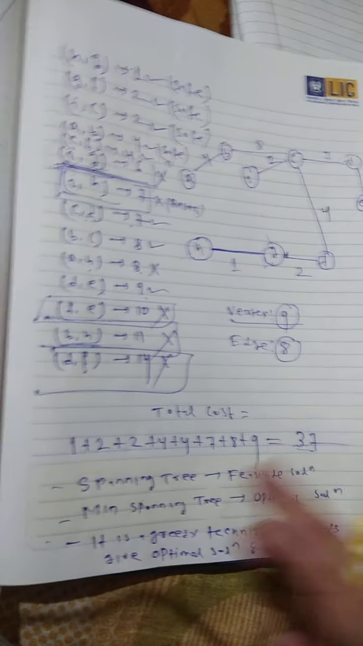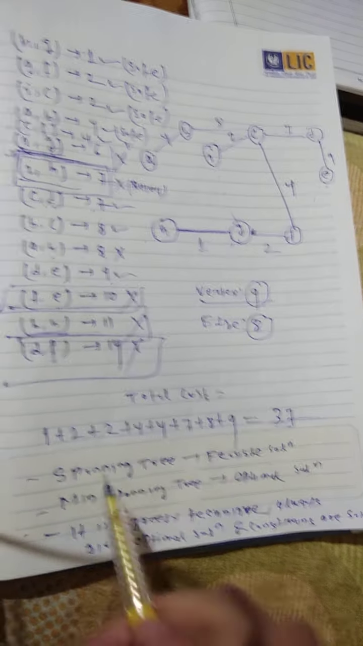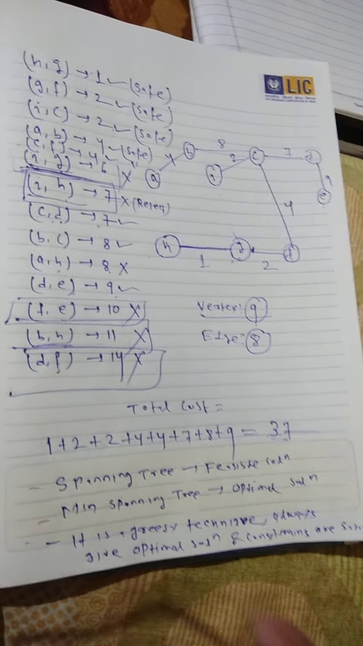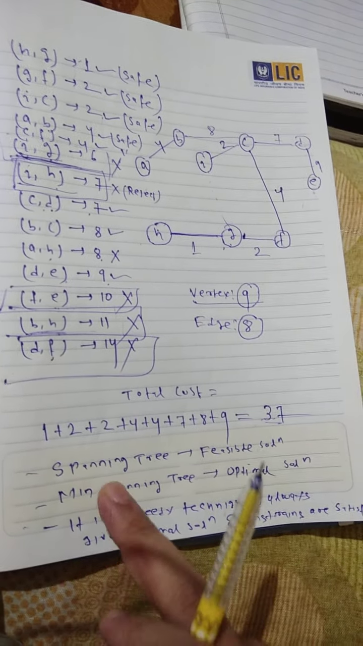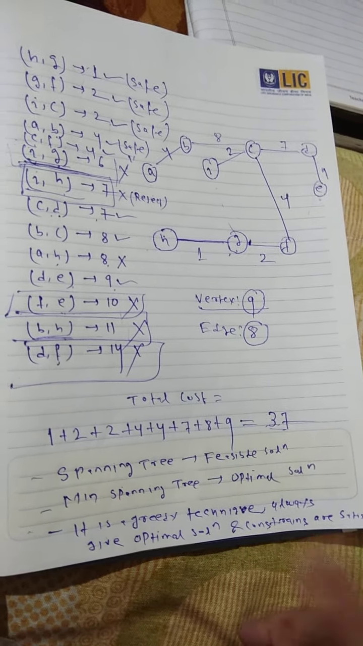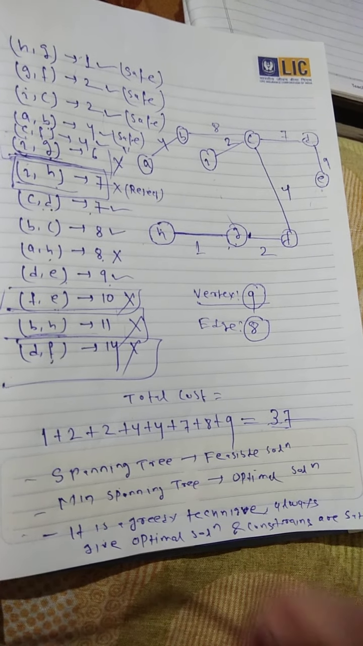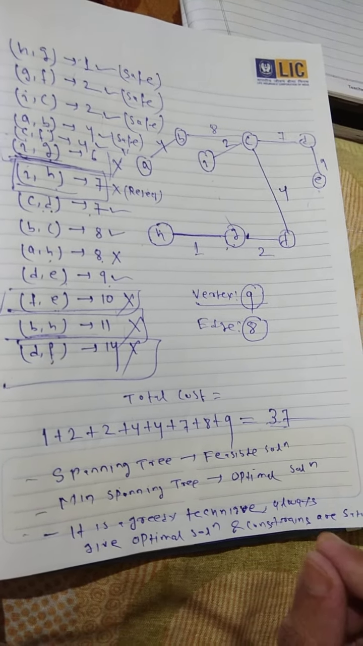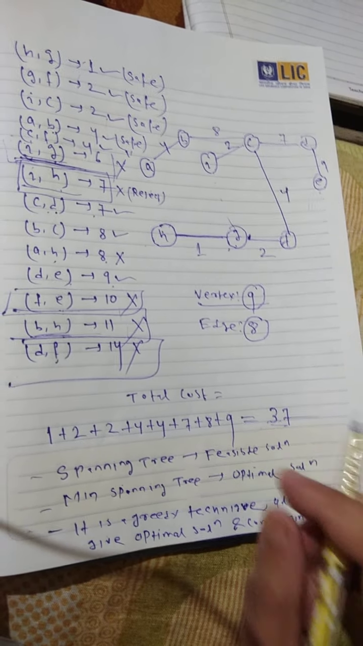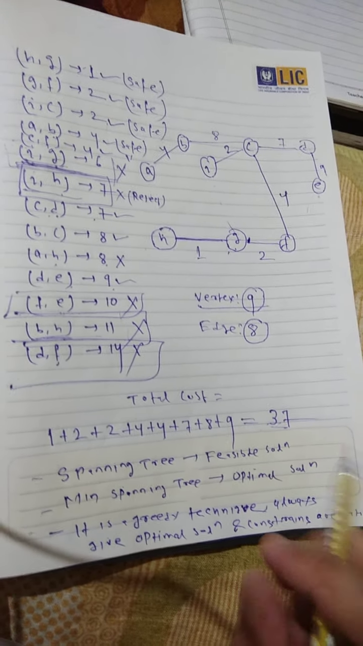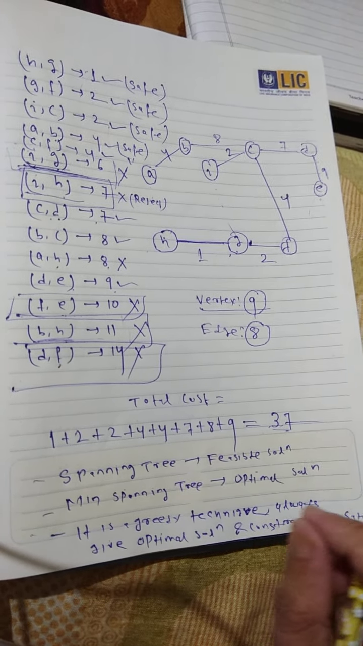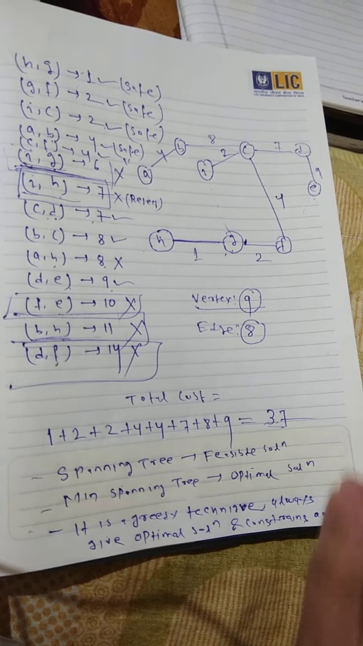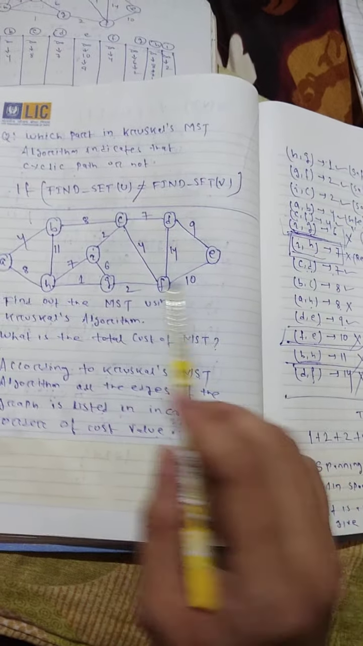For a particular graph we generate a number of spanning trees, and these spanning trees are called feasible solutions. But the minimum spanning tree is called the optimal solution, because for a particular problem we find only one optimal solution. This is a greedy technique, because it always gives the optimal solution and the constraints are satisfied. So feasible solutions are the spanning trees, and the optimal solution is the minimum spanning tree having the least cost, and the output is always a subset of the input.